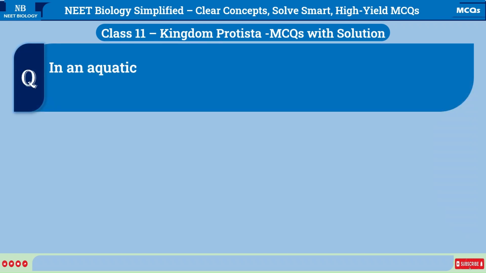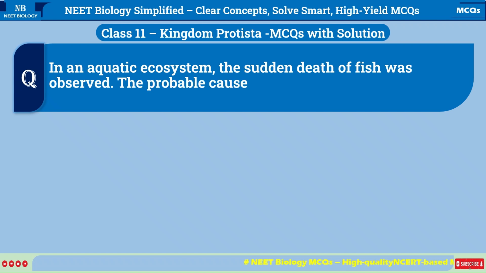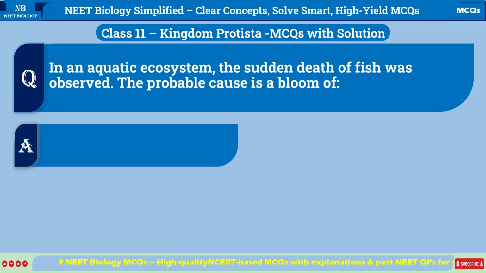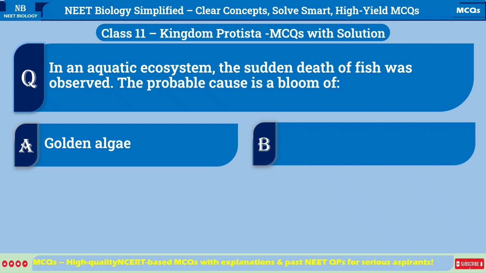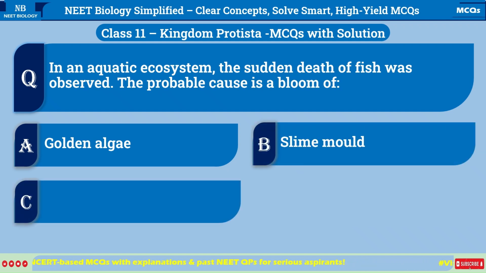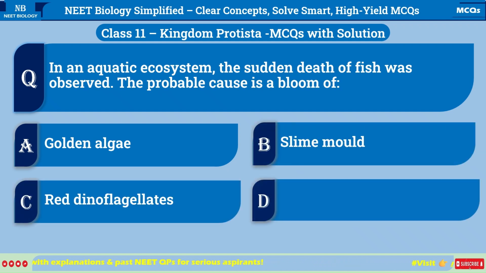In an aquatic ecosystem, the sudden death of fish was observed. The probable cause is a bloom. A. Golden algae, B. Slime mold, C. Red dinoflagellates, D. Amoeboid.